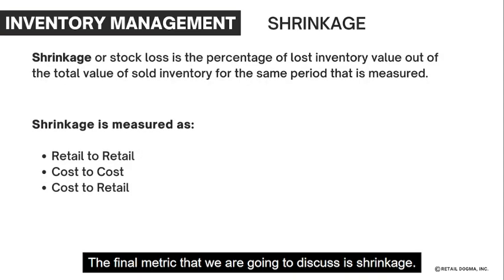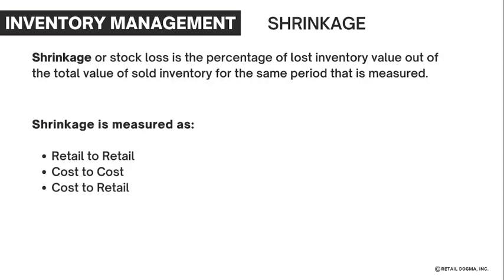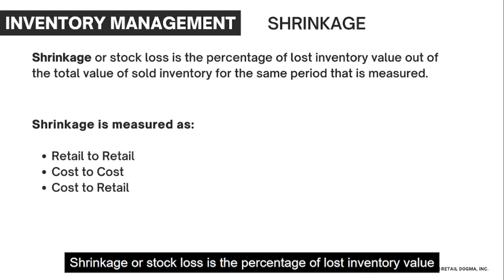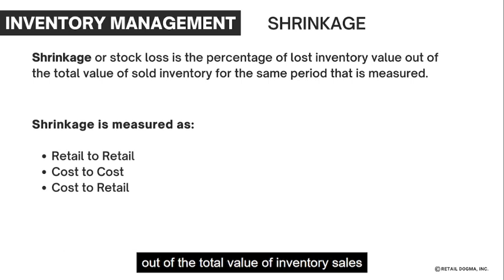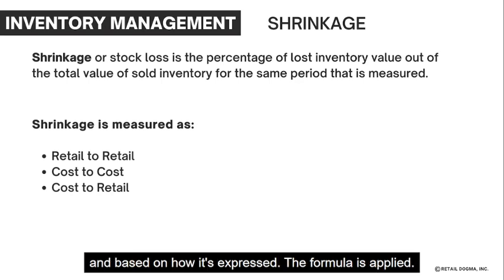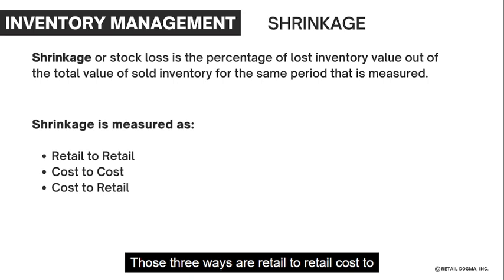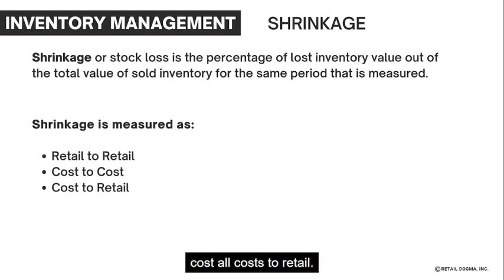The final metric that we are going to discuss is shrinkage. Shrinkage or stock loss is the percentage of lost inventory value out of the total value of inventory sales for the same period that's measured. It's usually expressed in one of 3 ways, and based on how it's expressed, the formula is applied. Those 3 ways are retail to retail, cost to cost, or cost to retail.